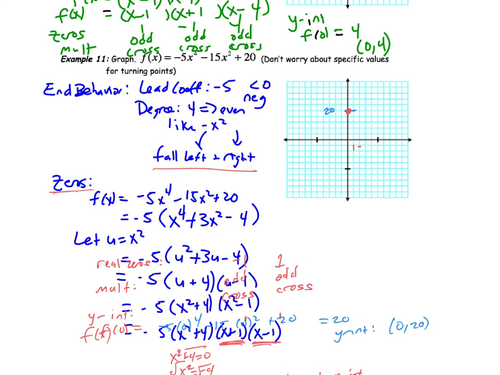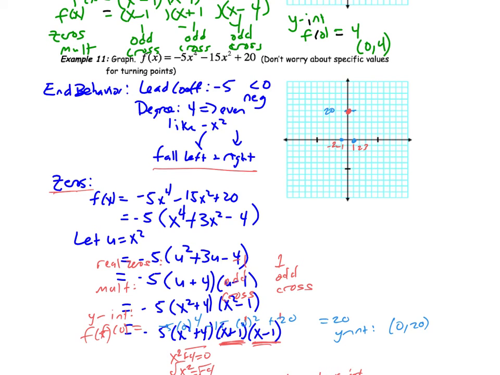And on the x-axis, I'm going to do 1 square is 1 unit. So I'm going to put a point at 1, 0. That was one x-intercept. The other one was at negative 1, 0. Both are odd multiplicity, which means the graph is going to cross the x-axis.